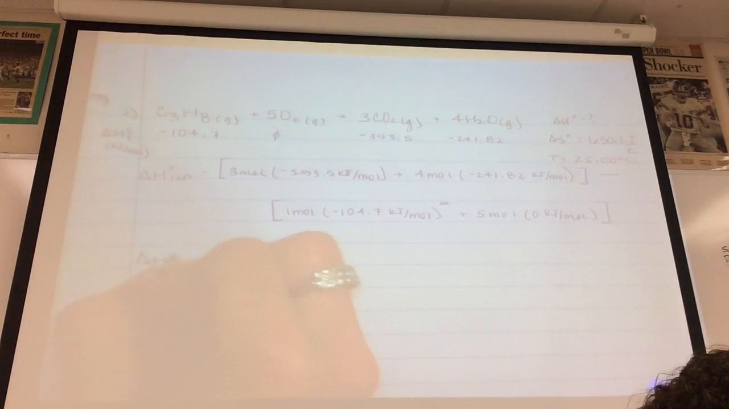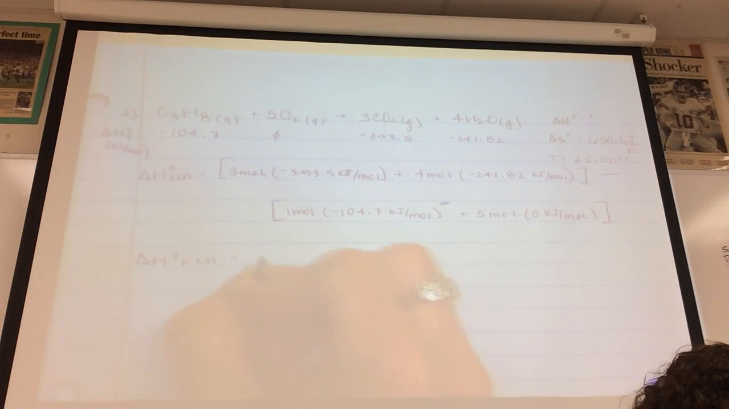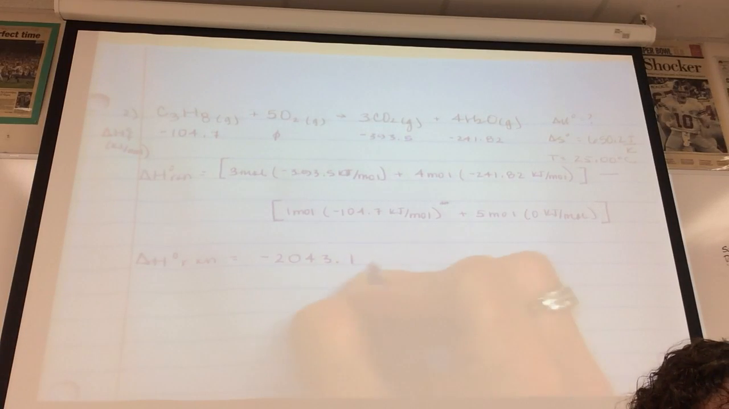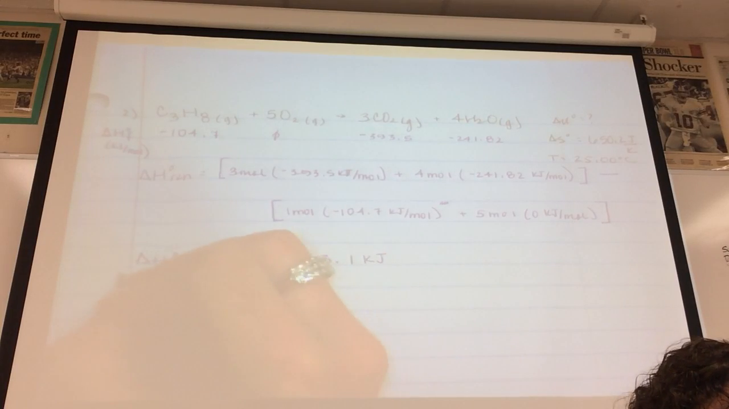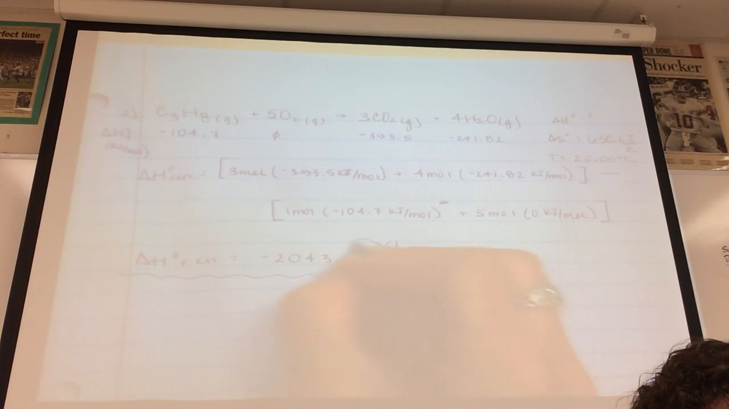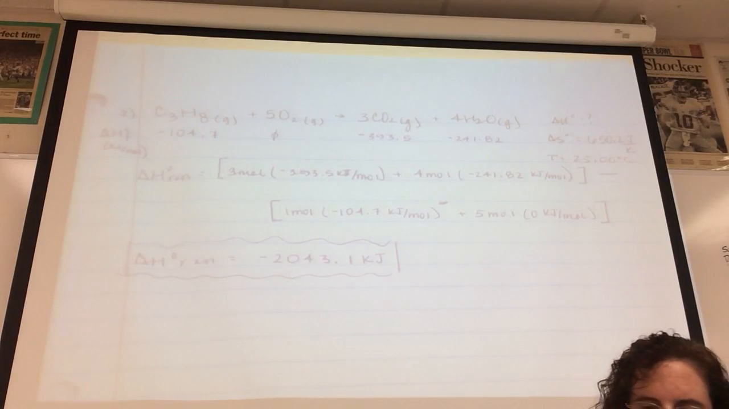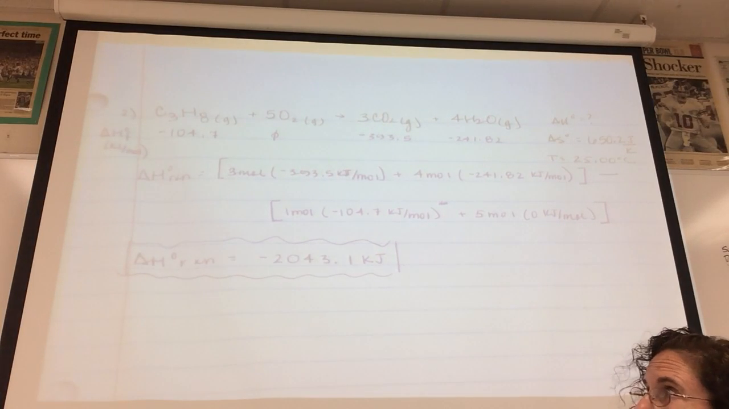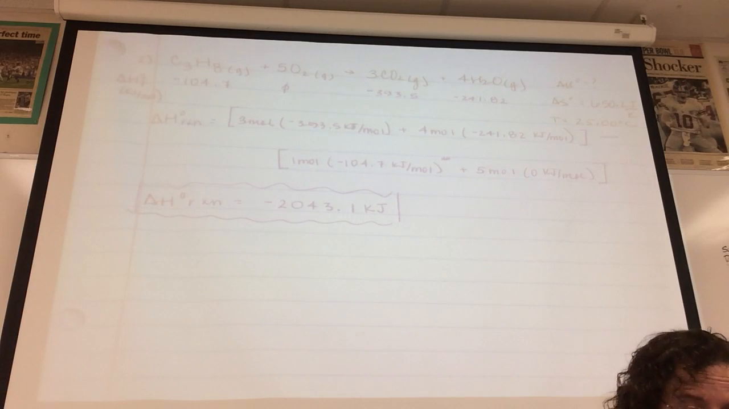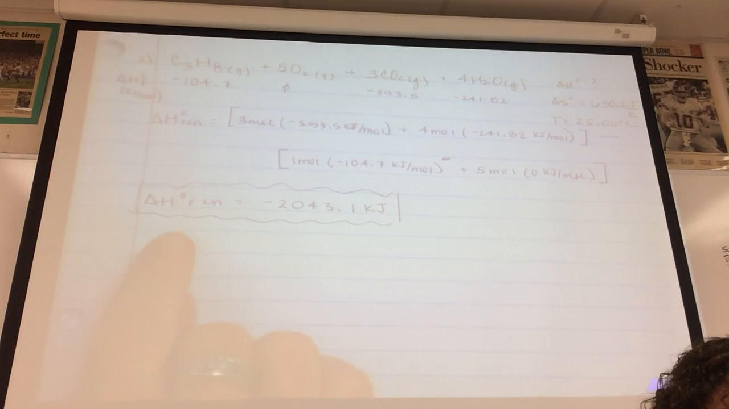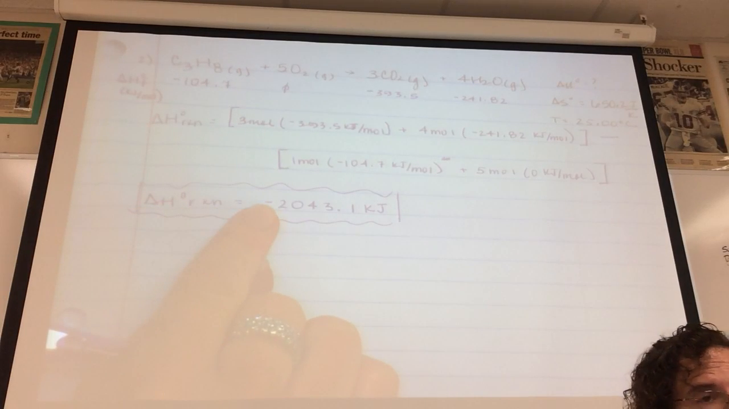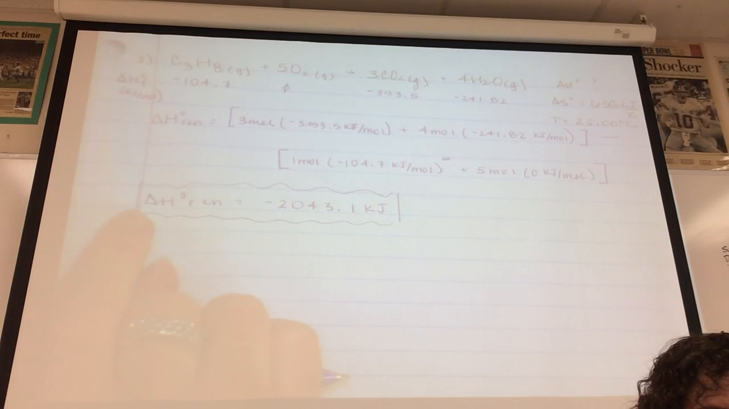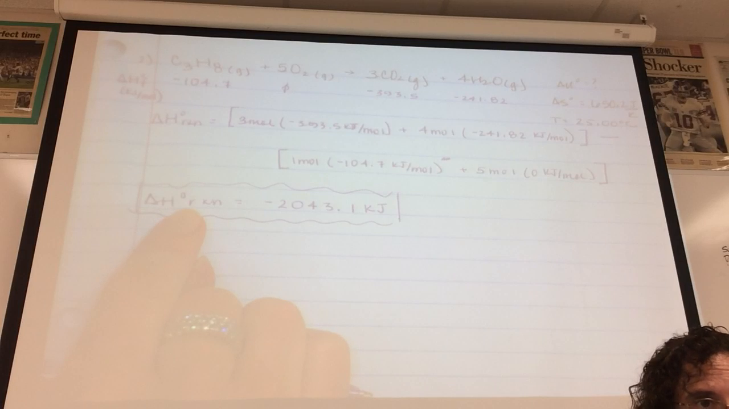The delta H for the reaction is negative 2043.1 kilojoules. So that's the first piece right there. Is that an endo or exothermic reaction? That's exo, and I do want to point out it's exothermic because the change in enthalpy for the reaction is negative. Please don't write the reaction's negative. Please don't write it's negative, and it's not the delta H of formation. Okay, be careful there.